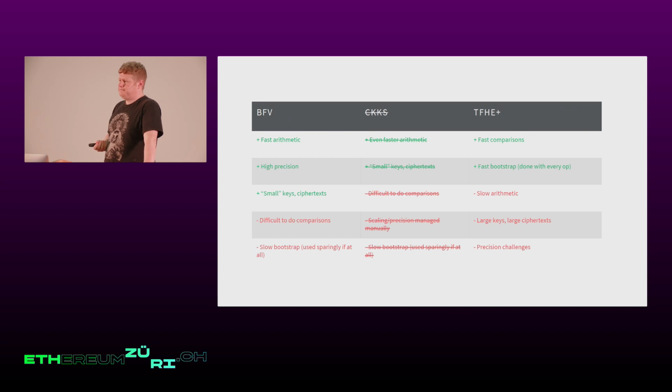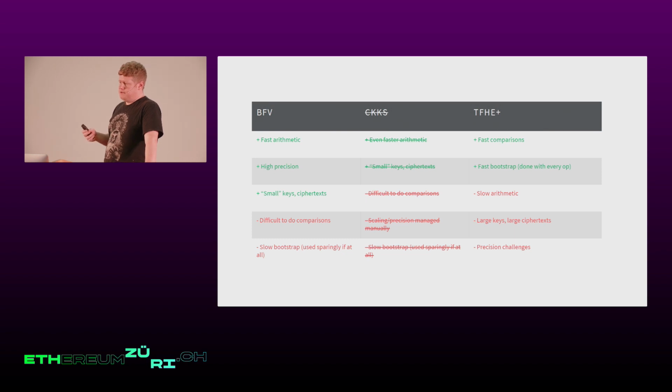TFHE, on the other hand, you can do a lot more operations because of the binary nature of it. So if you want to compute the max of 2 values, this is possible to do in a reasonable amount of time. You can bootstrap on every operation, which means that noise in practice stays at a fixed level.